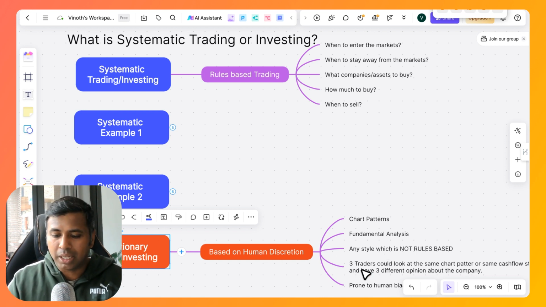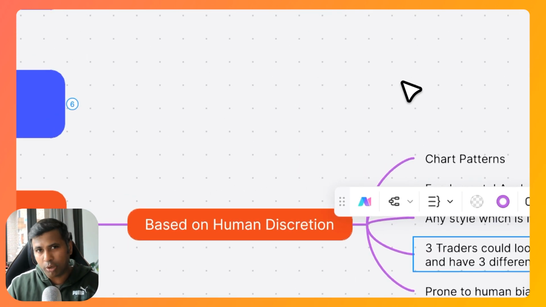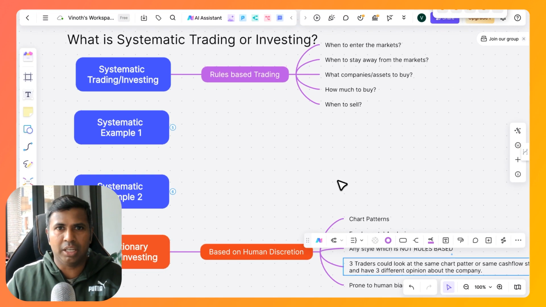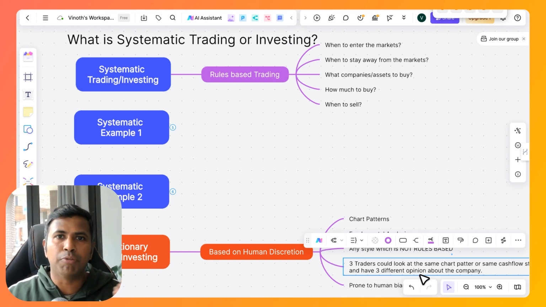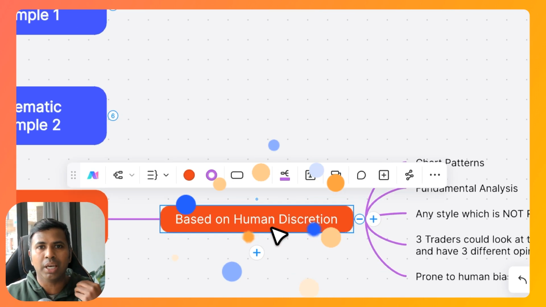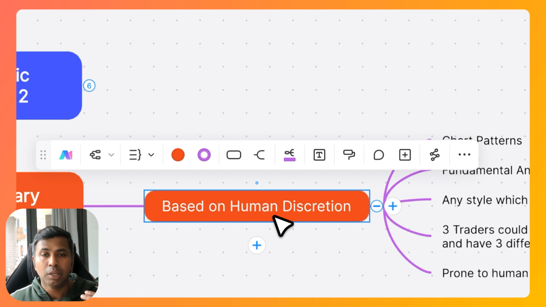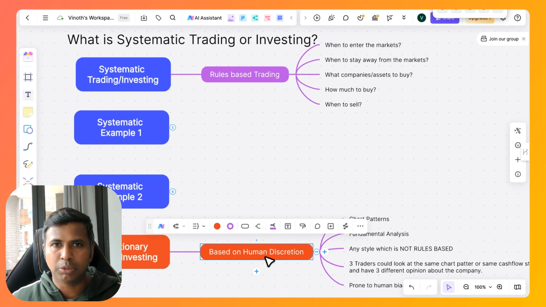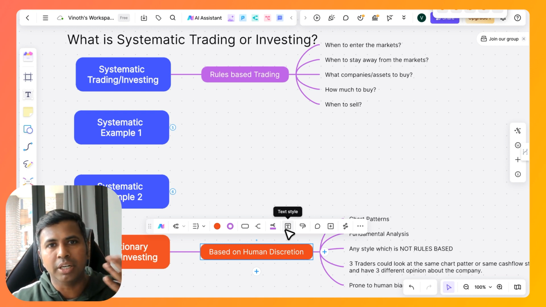So it could be the case where three traders are looking at the same chart patterns or the same set of fundamental analysis data, like the cash flow statements or the sales forecast, and they could come up with three different opinions because it is based on their discretion. The way they look at it could be different. Though they are looking at the same data, same chart patterns, they could come to different conclusions because it is not defined by a rule. It is based on their discretion.